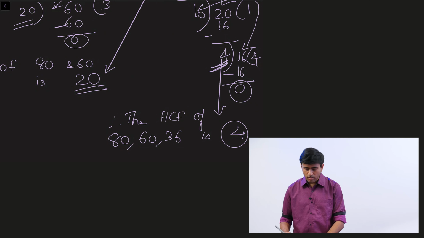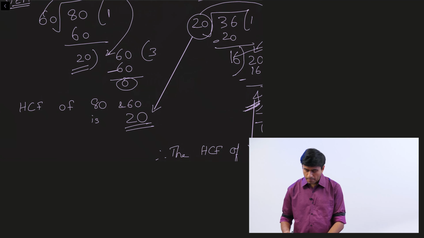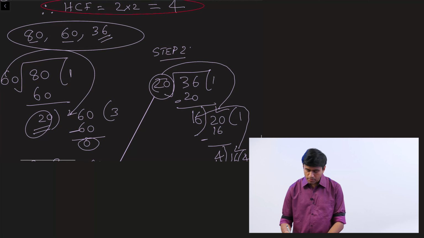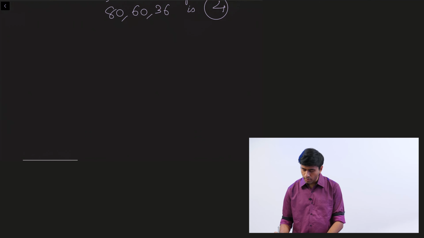So when three numbers are given, step 1, you take two numbers and do the division. The last divisor becomes the HCF. You take the HCF and use that to divide 36. And then the last divisor that you get will be the HCF of all the three numbers. In this case, it is 4.